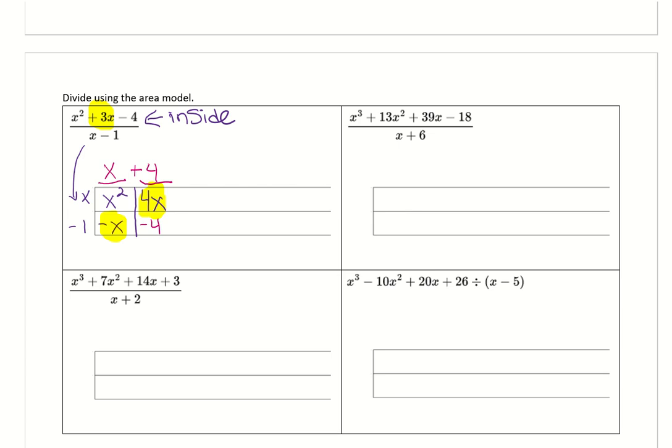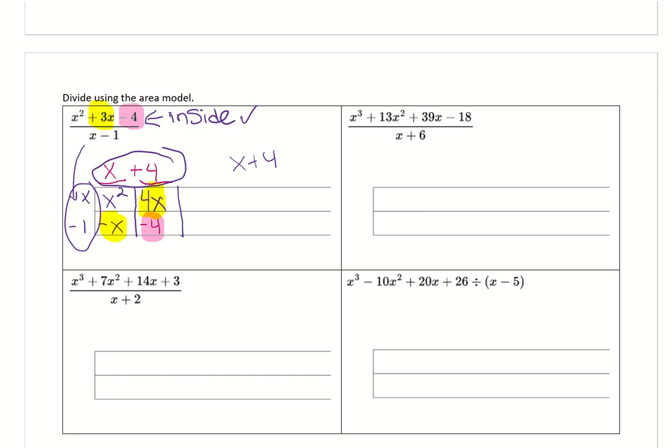So now let's check again. We want things to match. Does this match our original? Yes. So now we are done. If we look, we've got our length and our width. And then the inside, the area of our box, matches the insides that we wanted it to. So our answer is x + 4. That's going to be our answer to this problem.